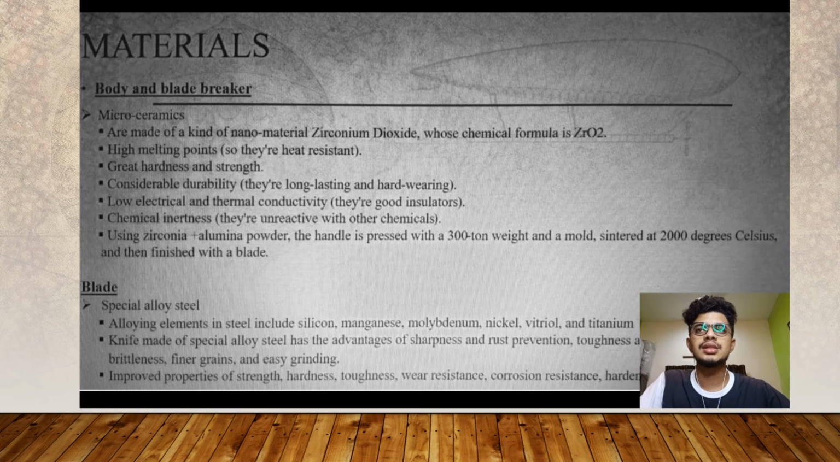When the blade is made up of special alloy steel, it has some advantages such as sharpness and rust prevention, toughness and resistance to brittleness, finer grains and easy grinding.